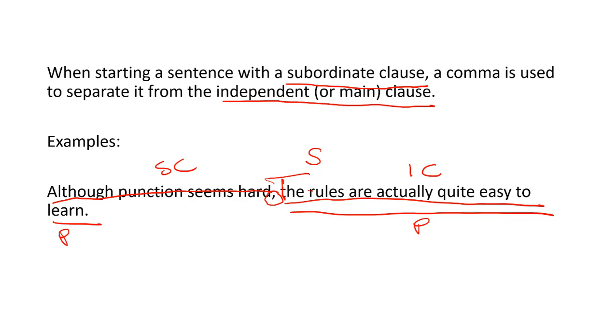So we know that there has to be something separating these two. They can't just run onto each other. And in this case, a comma is enough because they're not both independent. This is subordinate. So it's fine just to be using a comma at the end of our subordinate clause. Hope that helps.